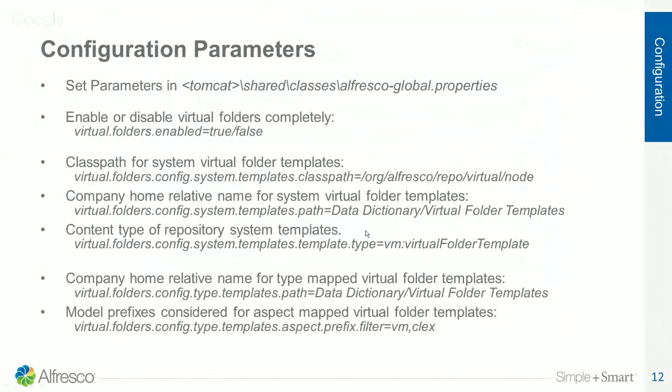One more slide on configuration. There are some parameters in the Alfresco global properties. I don't want to talk about each single one. Important is you can enable or disable the virtual folder subsystem. And you can apply the type virtualization method to a certain aspect, and that's for performance reasons. There's a filter in the global properties which namespaces this will be applied to. Those two are important switches in the global properties configuration.